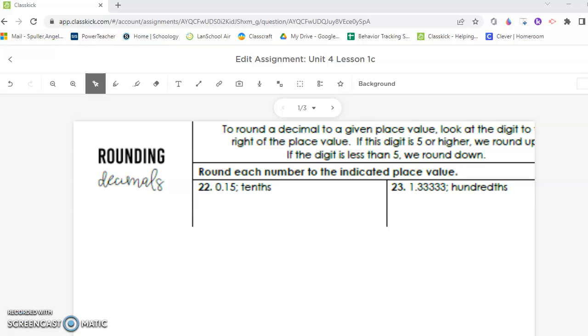Hi, this is Mrs. Oakley, and today we're going to look at Unit 4, Lesson 1C. This is the last of your notes on that first sheet. All right, so rounding decimals.